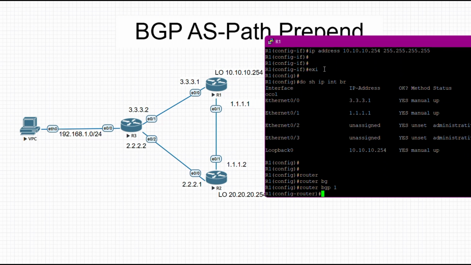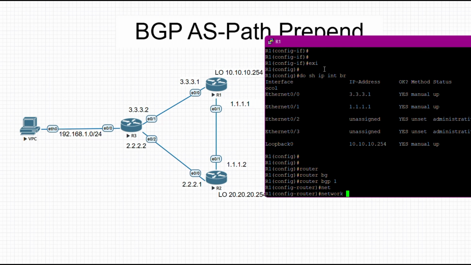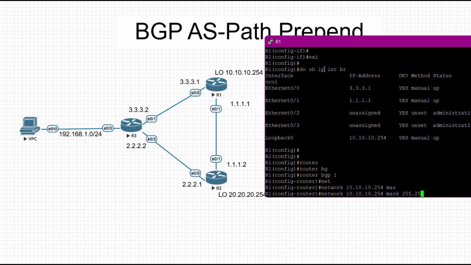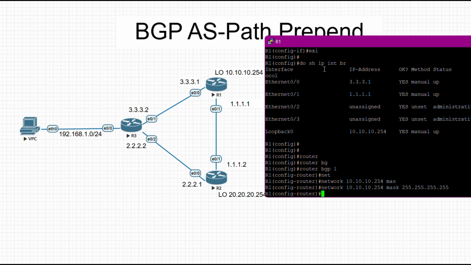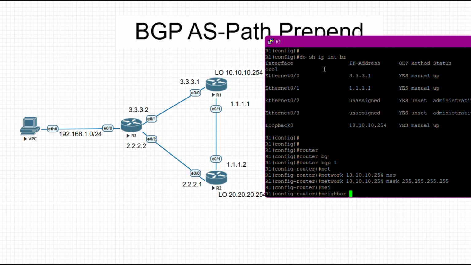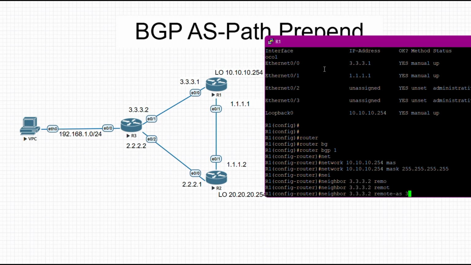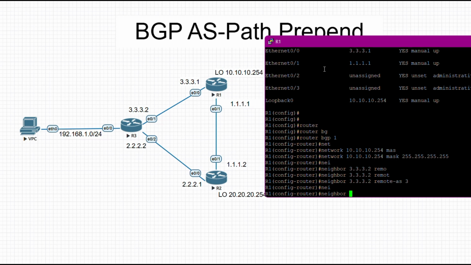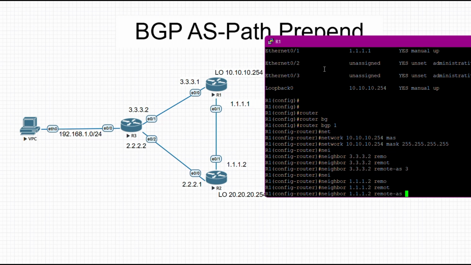So let's configure the BGP. Let's type in router bgp 1 and advertise the network, and that will be the loopback address 10.10.10.254/32, and configure the neighbor address for R3, 3.3.3.2. So the remote AS is 3. For the neighbor, it's 1.1.1.2 for R2, remote AS 2, exit.